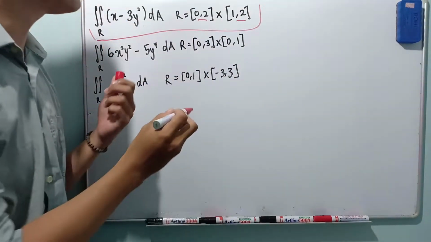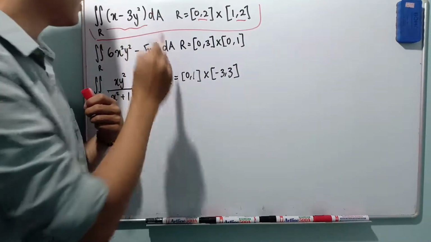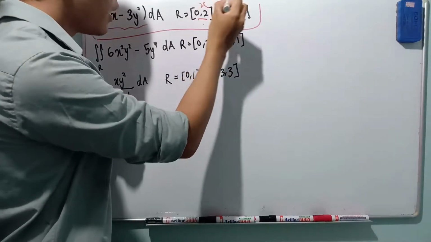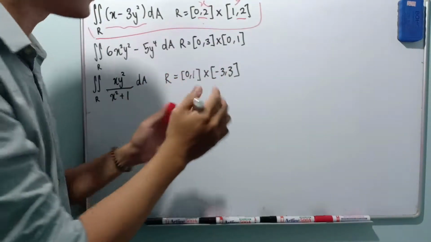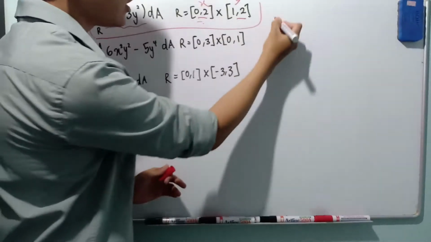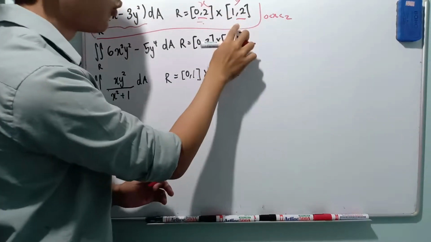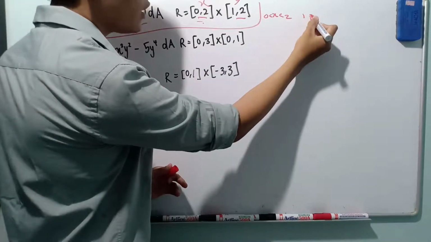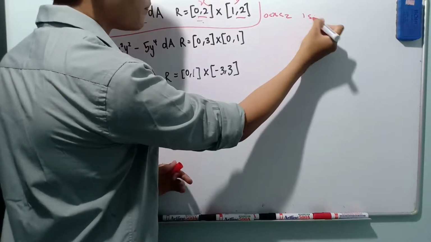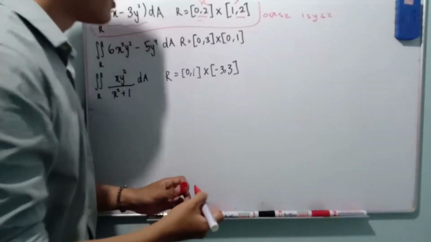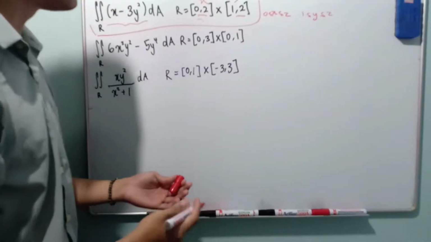They give you the integrand and also the range of x and y. So here x is between 0 and 2, and y is between 1 and 2.